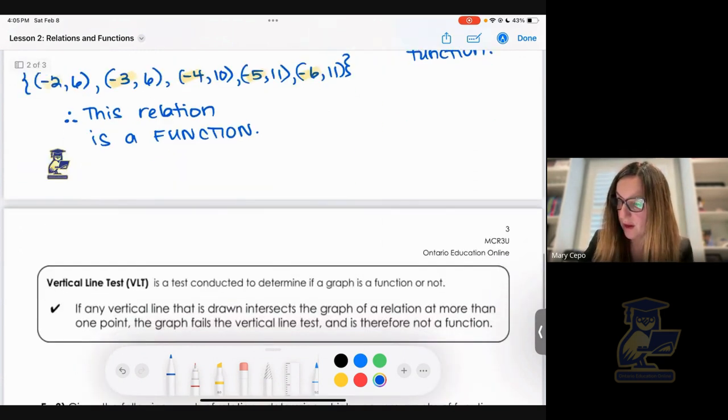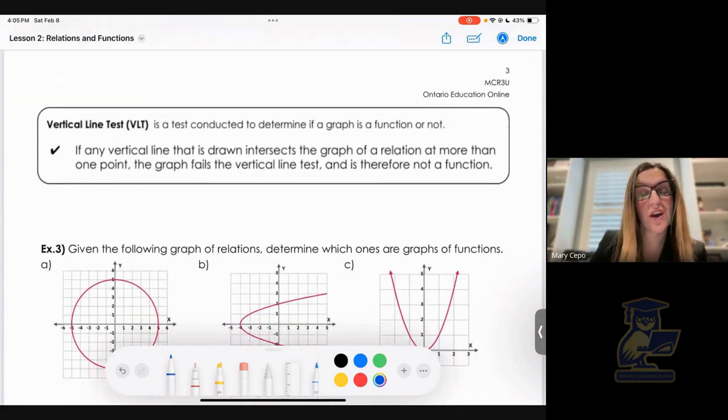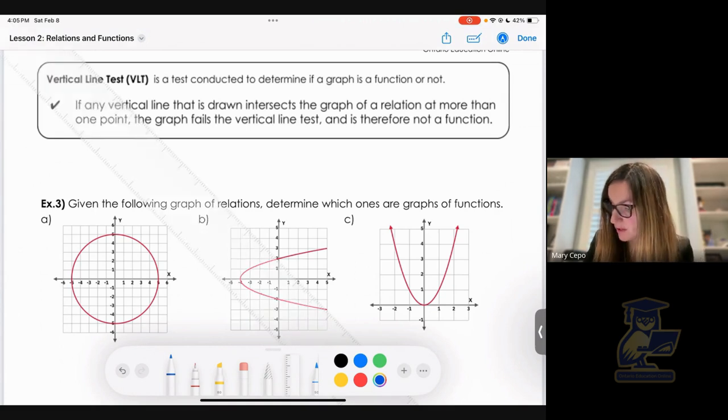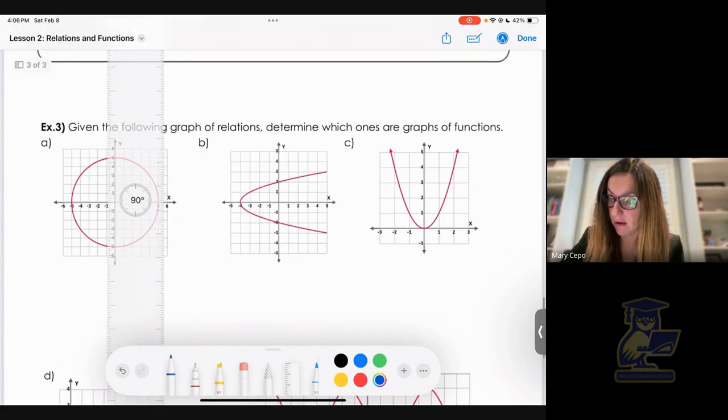Okay, moving on. Another way we can tell whether a relation is a function is given a graph. If we're expressing our relation as a graph, then we can use a vertical line test. The vertical line test is a test conducted to determine if a graph is a function or not. With this test, if any vertical line that is drawn intersects the graph, so that means it crosses the line of a relation at more than one point, the graph fails the vertical line test and is therefore not a function.